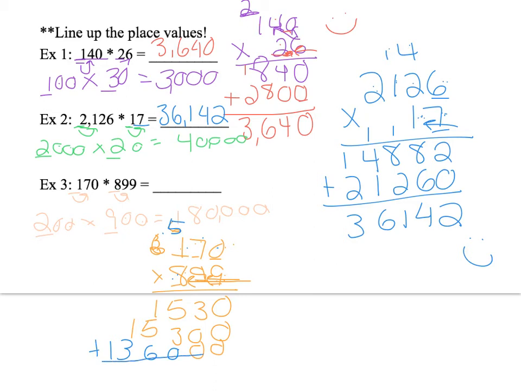Add these three numbers together. 0 plus 0 plus 0 is 0. 3 plus 0 plus 0 is 3. 5 plus 3 is 8. 1 plus 5 plus 6 will give me 12. Carry your 1. 1 plus 1 plus 3 is 5, and 1. So our final answer when we put a comma in is going to be 152,830. And these two numbers are relatively close, so we would say that this is an appropriate answer for our estimate.